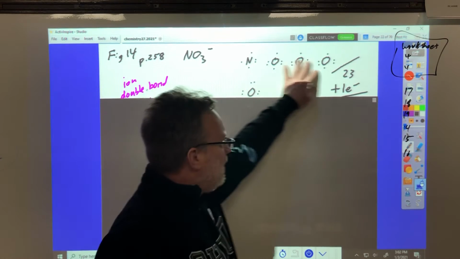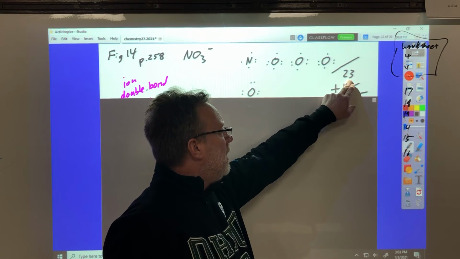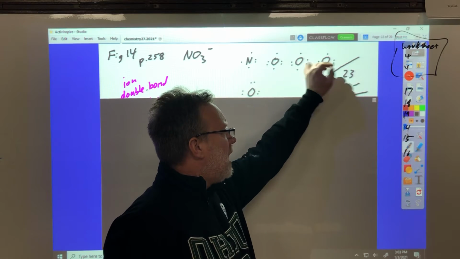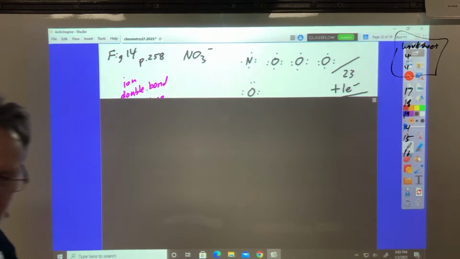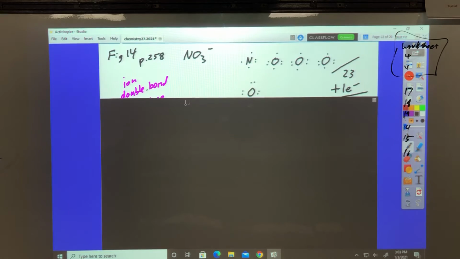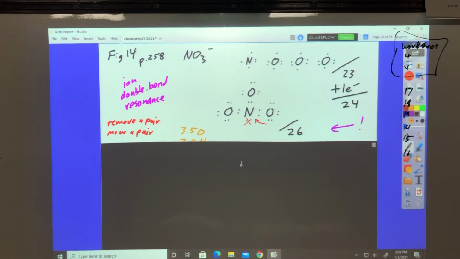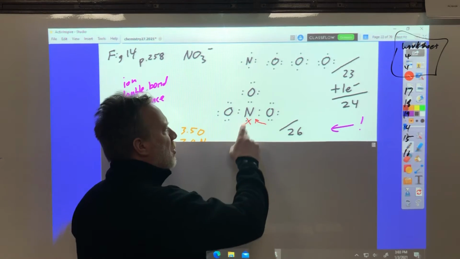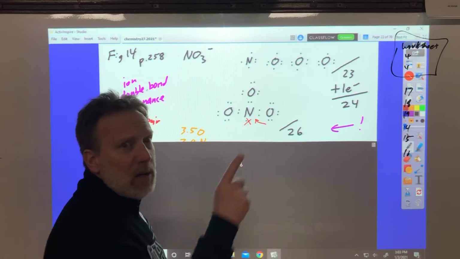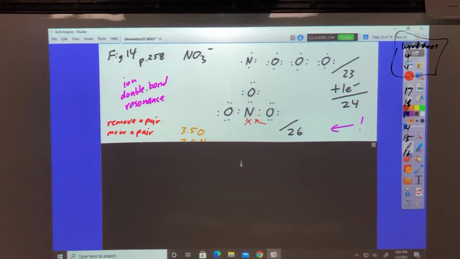Nitrate ion, you got 23 electrons in your nitrogen and oxygen atoms plus an extra one for that charge, gives us 24. When you draw that in, you keep getting 26. You have to take a pair off the nitrogen, move a pair in, we got a double bond. We haven't seen one of those in a little while.